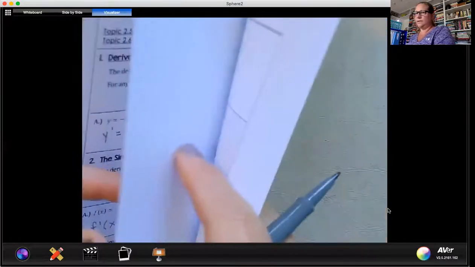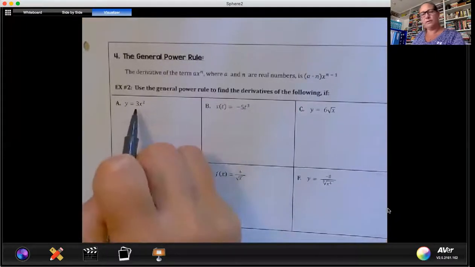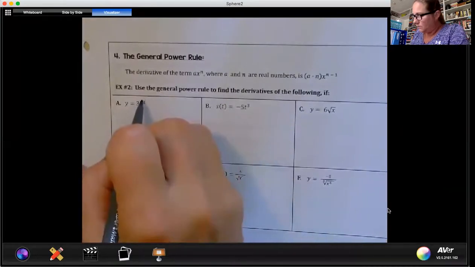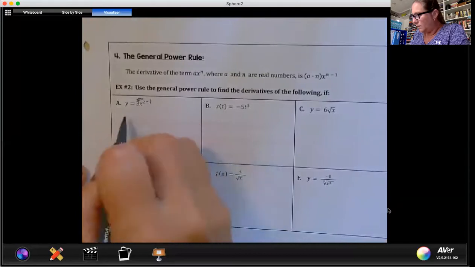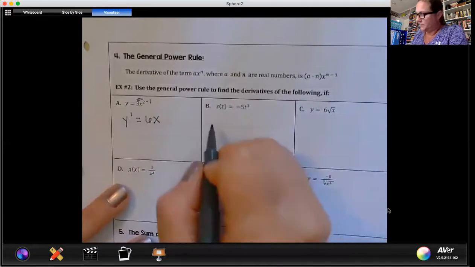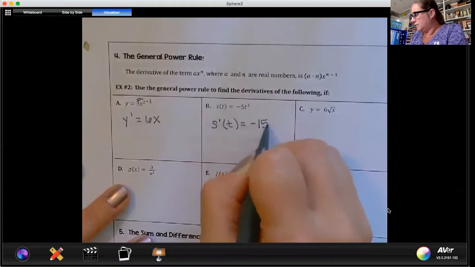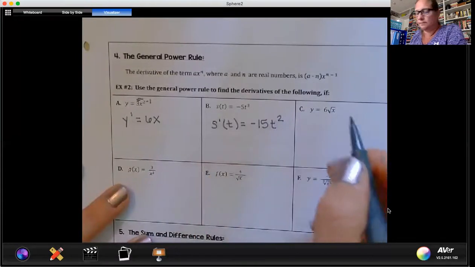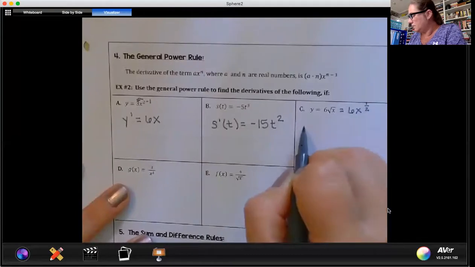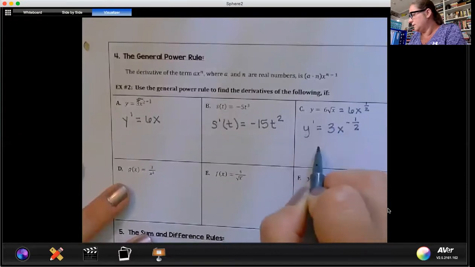All right, so we're going to look at the general power rule next. All this says is if you already have a number in front, when you bring down your exponent, just multiply. So you're still going to bring down and minus 1. So y prime would be 6x. Part B, bring down and minus 1. Rewrite for C, 6x to the 1/2. Y prime, bring down, minus 1, negative exponent.